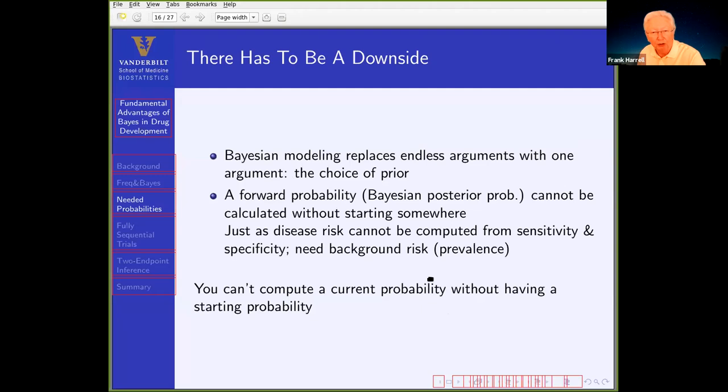So you replace endless arguments about p-values and multiplicity with one argument, which is the choice of the prior. Choosing the prior is the price of using the full probability calculus. A forward probability cannot be calculated without starting somewhere. So the prior is a necessity for you to have predictive, actionable probabilities and to do probabilistic thinking, just as disease risk cannot be computed knowing only sensitivity and specificity. You need to know the background risk.